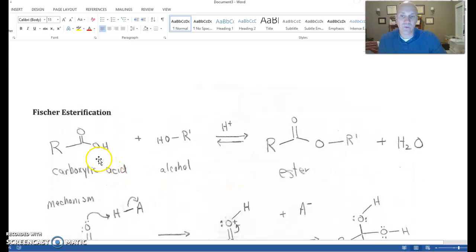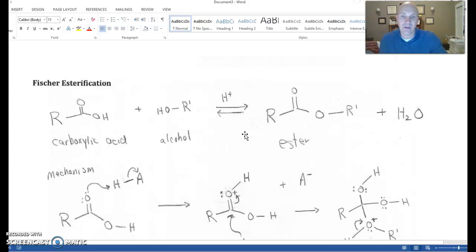All right, so if our desire is to make the ester, well, how do we make that happen if this thing is reversible? All right, so recall Le Chatelier's principle. If you've got a reversible reaction, if you were to add something to one side, it wants to drive the reaction to the other side. Alternatively, if you take something away from one side, it pulls it towards the side where things are being taken away. All right.